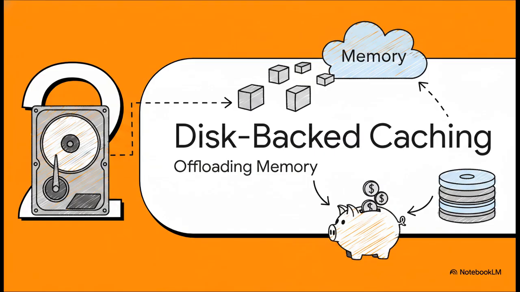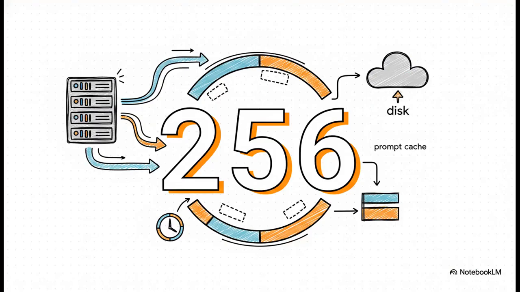Moving to section 2, architecting disk-backed caching and how we offload that memory. The MLX engine solves this beautifully by saving and restoring the prompt cache to disk at exactly 256 token boundaries. Now you might be asking, why 256? Well, it's basically the engineering sweet spot.